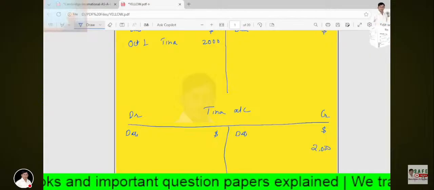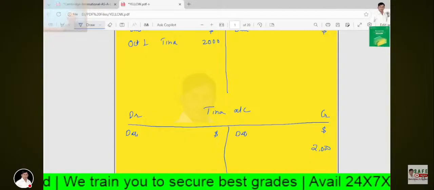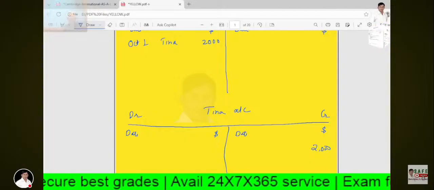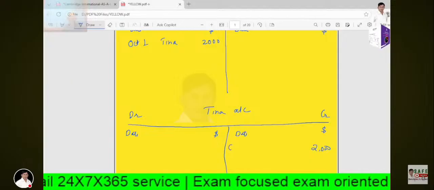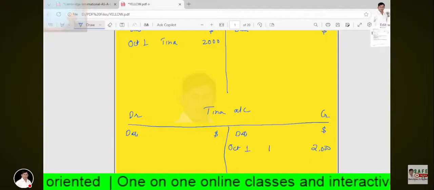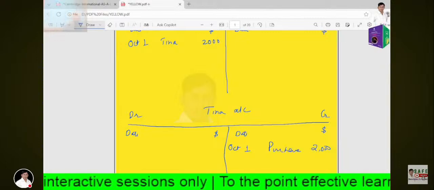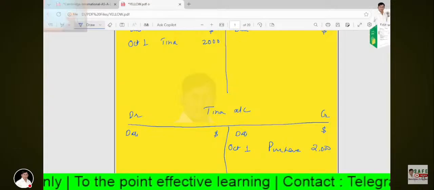A lot of students get confused again here. So Tina account credited means Tina account is credited with what? It is credited on October 1st because of purchase. So this is known as completion of double entry.